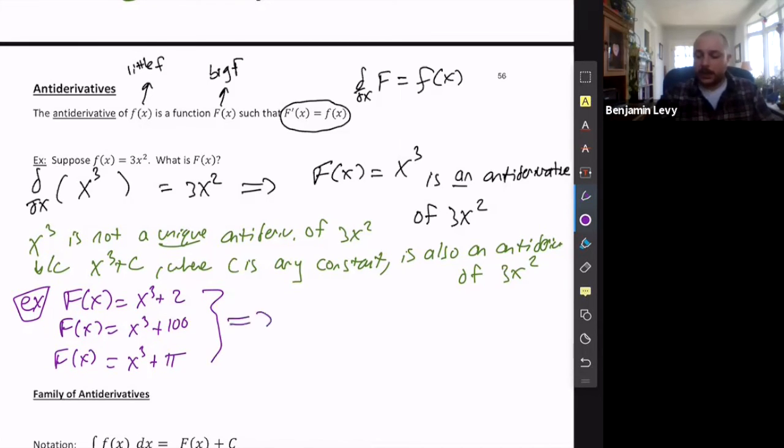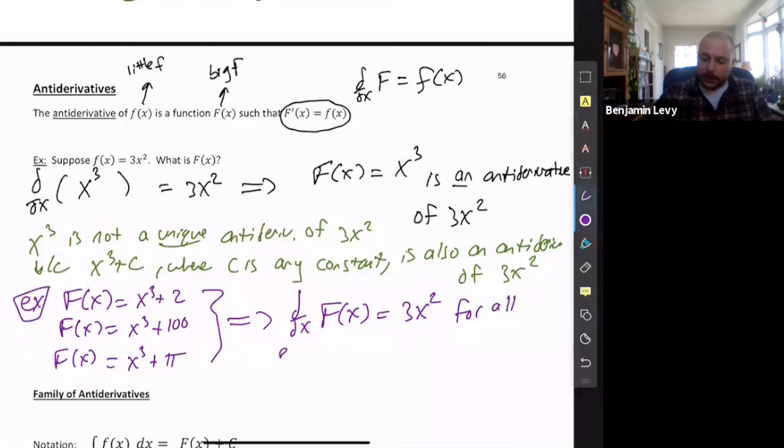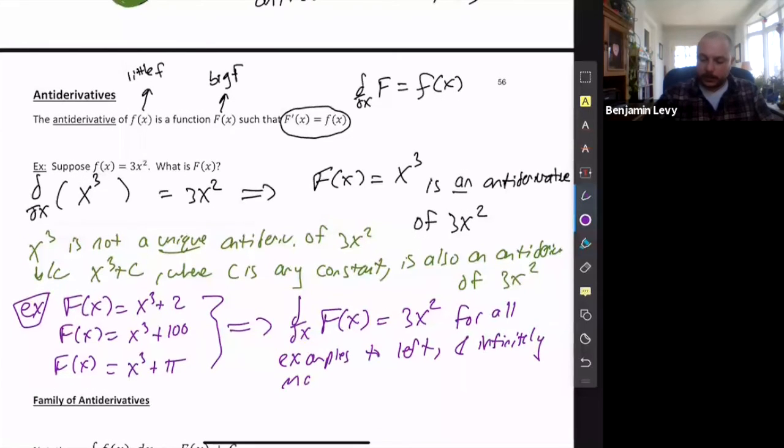And so what we're saying here is these antiderivatives are not unique. If I took the derivative of any of those 3 things on the left, you get 3x squared because the constant just goes away. If we're trying to recover the constant, we don't know what it used to be. That equals 3x squared for all examples on the left, and infinitely many more. You could add any constant on there. So antiderivatives are not unique.